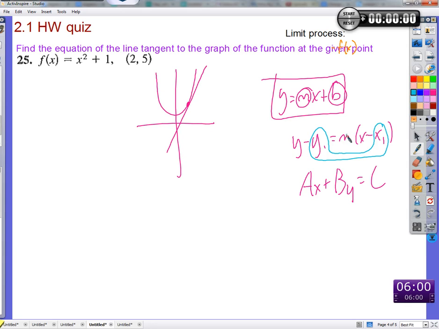Can we find the slope also? Yeah. How do we find the slope? F of x plus h minus f of x, the limiting process, the difference quotient. Okay, so the slope we'll find by the derivative.